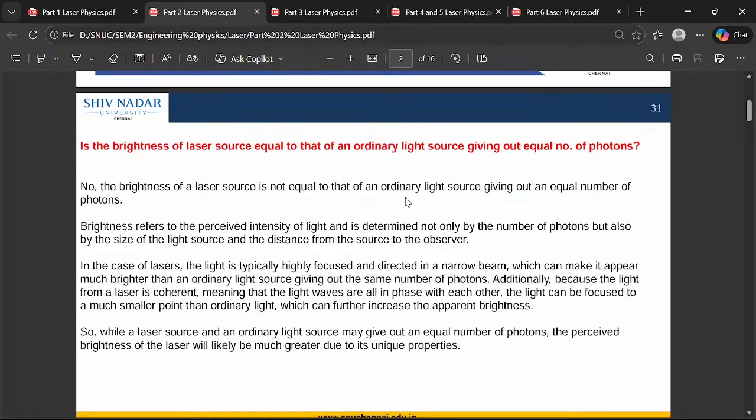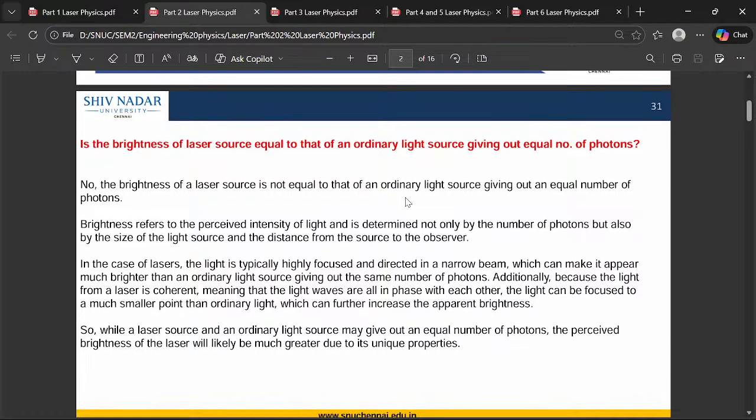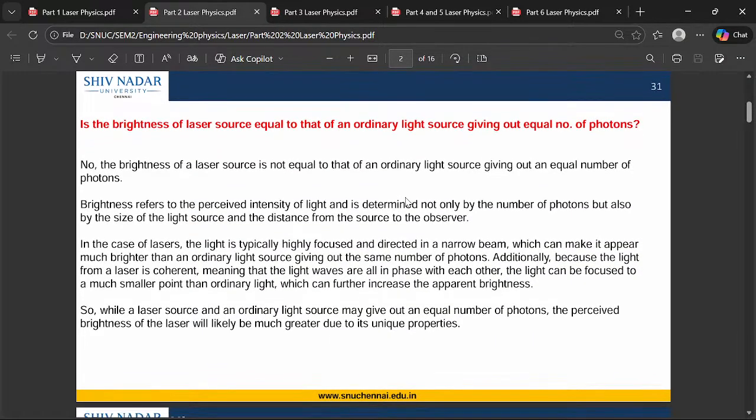Okay, let's start this slide. Is the brightness of a laser source equal to an ordinary light source with the same number of photons? It's just a basic question. We can test it at home. We can see that the laser source is actually brighter than a normal ordinary source, even though we assume it has the same number of photons. Brightness is essentially the perceived intensity of light. What we perceive is called brightness.